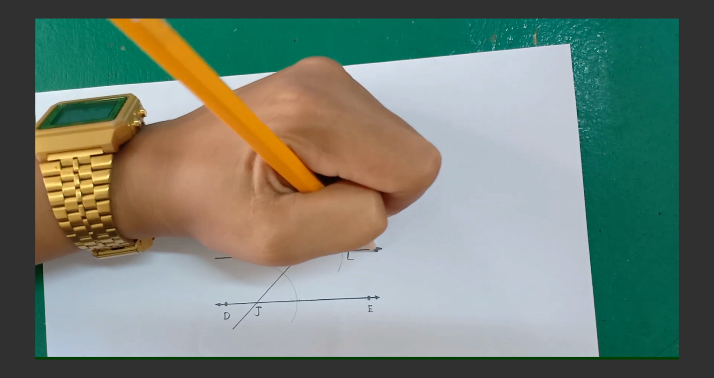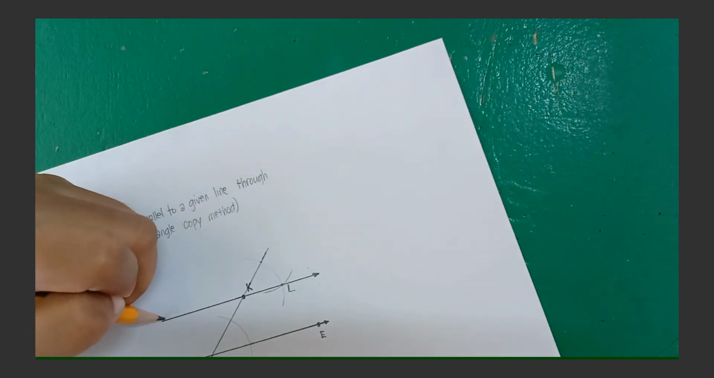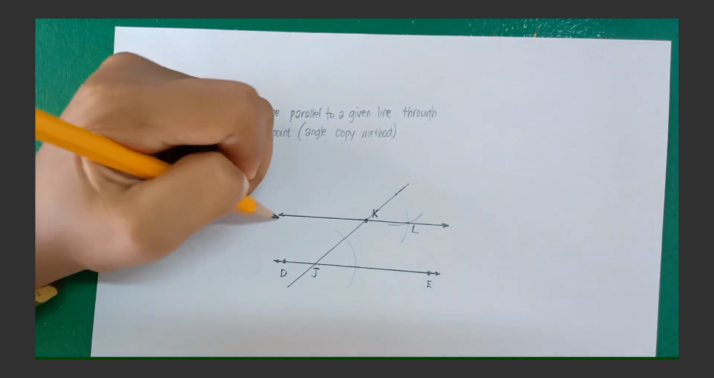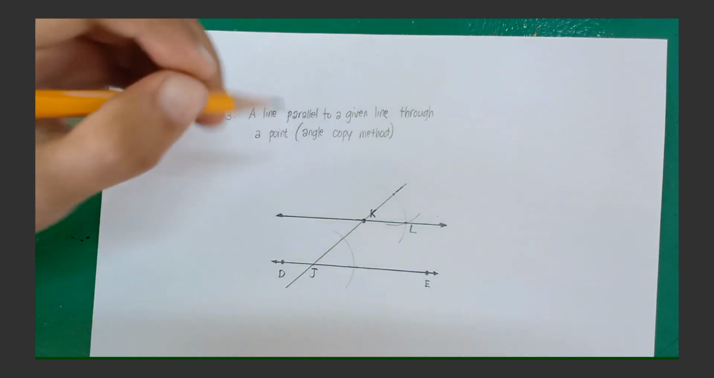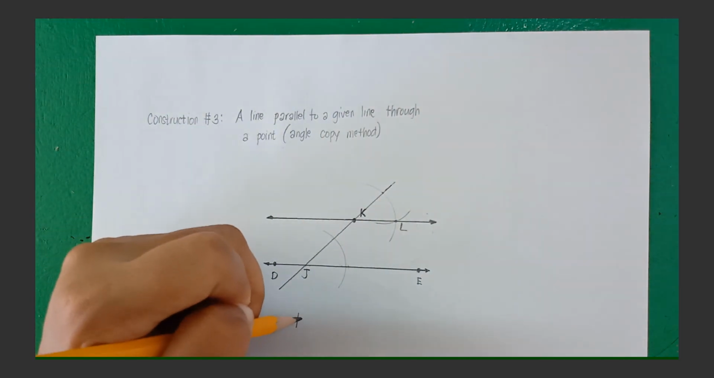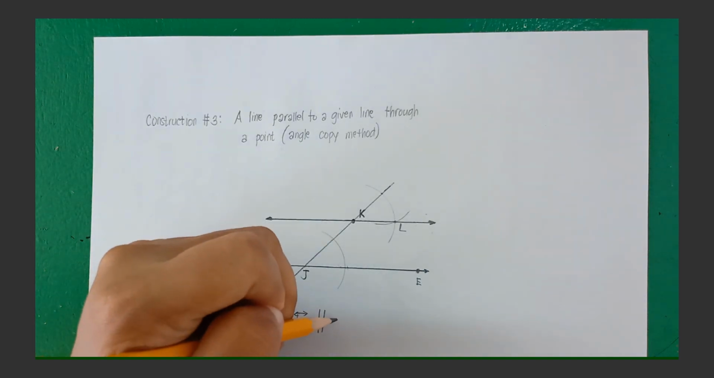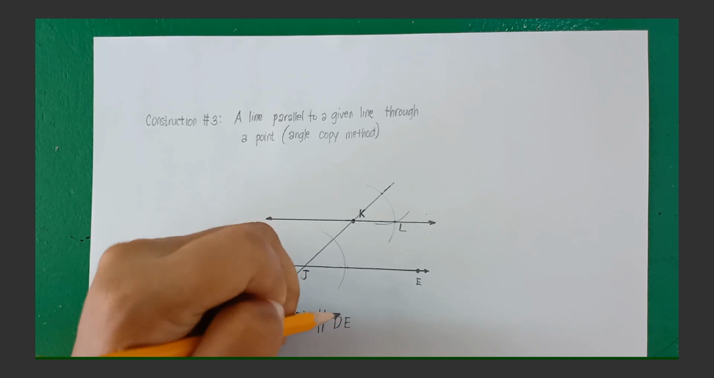Let's put arrowheads on it to indicate it is a line. So line KL is parallel to line DE.